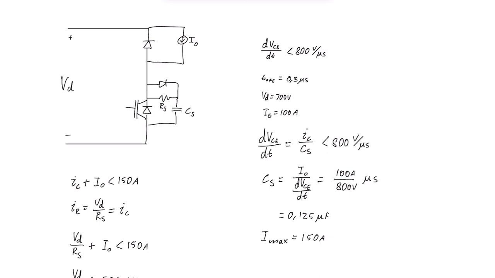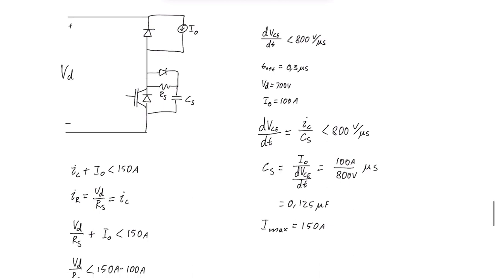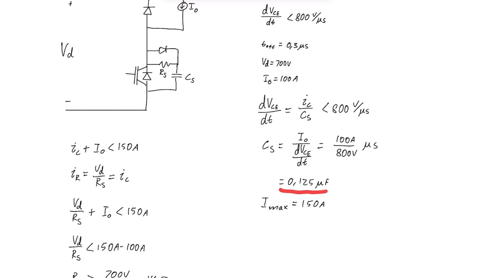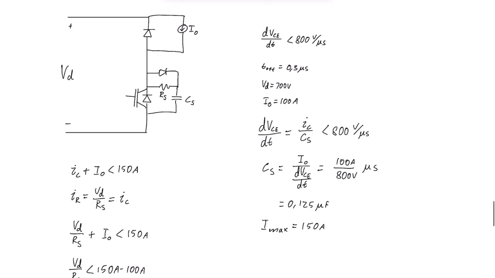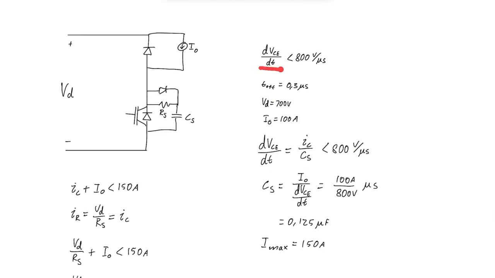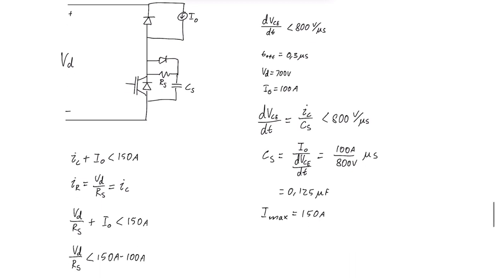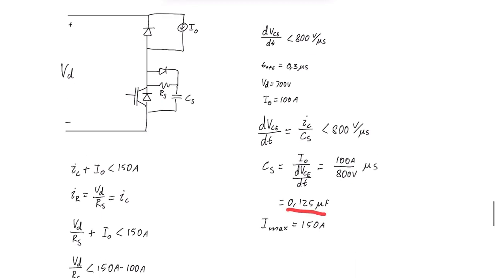I forgot to mention one thing, and that is that the capacitance here is maybe too low because we found the limit, the lowest that it could be. So ideally it should be higher, because now the change of voltage per time would be equal to 800 if the capacitance is equal to this. So if it is higher, for example 0.25, the change of voltage would be 400, which is more ideal.